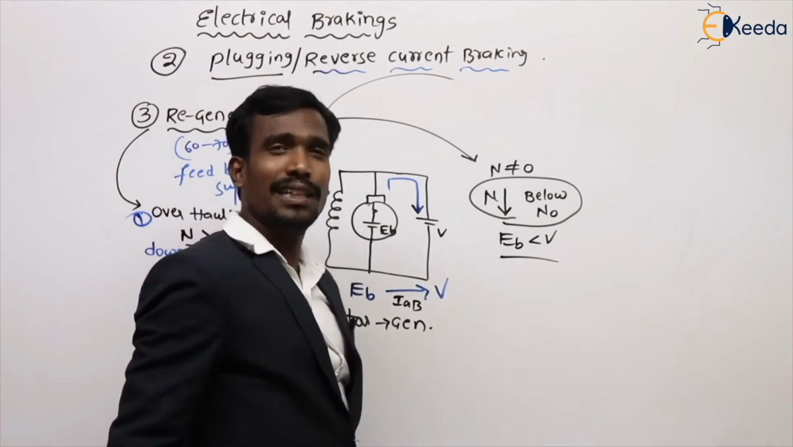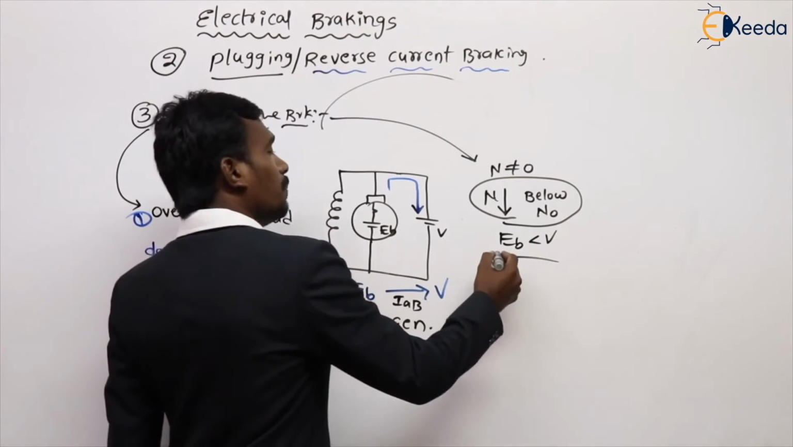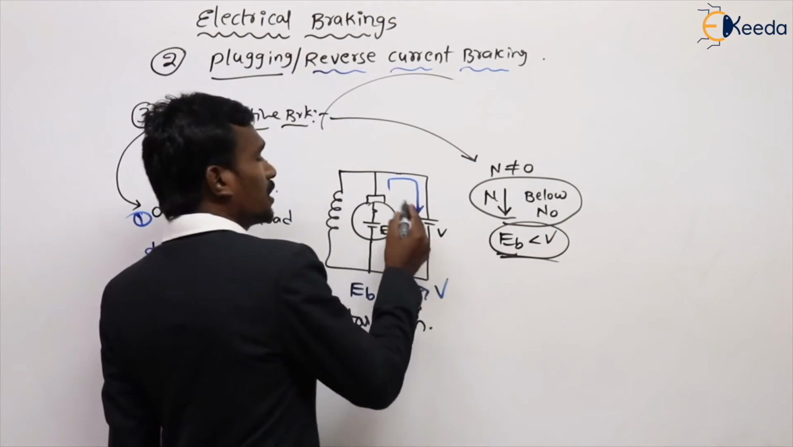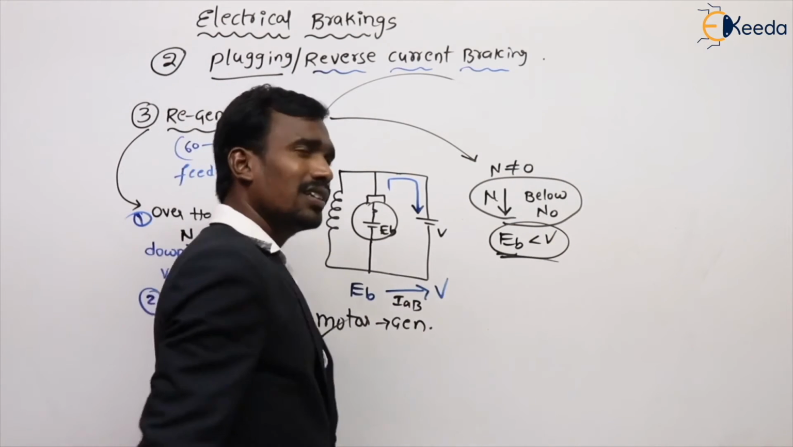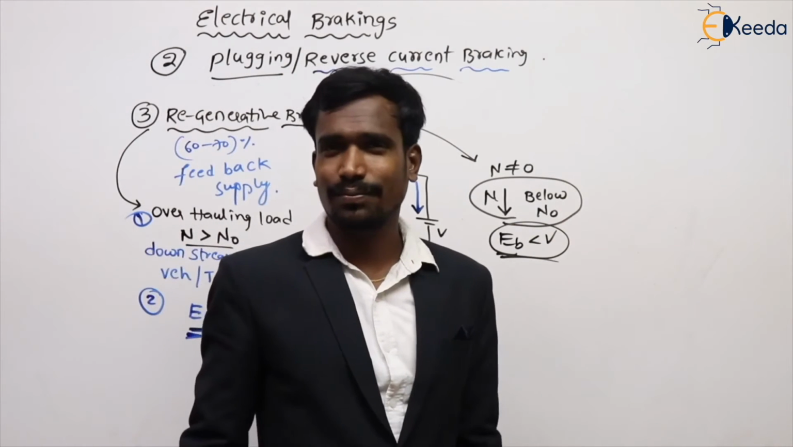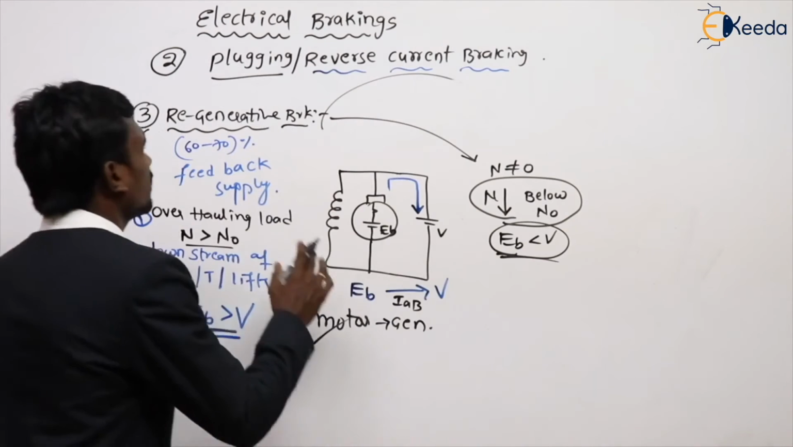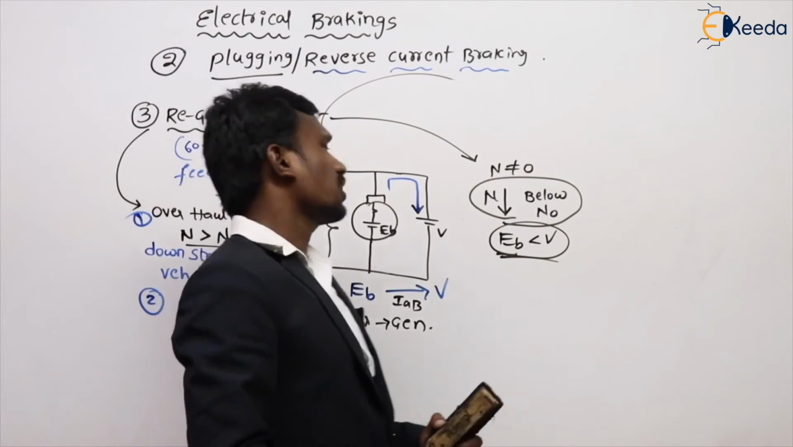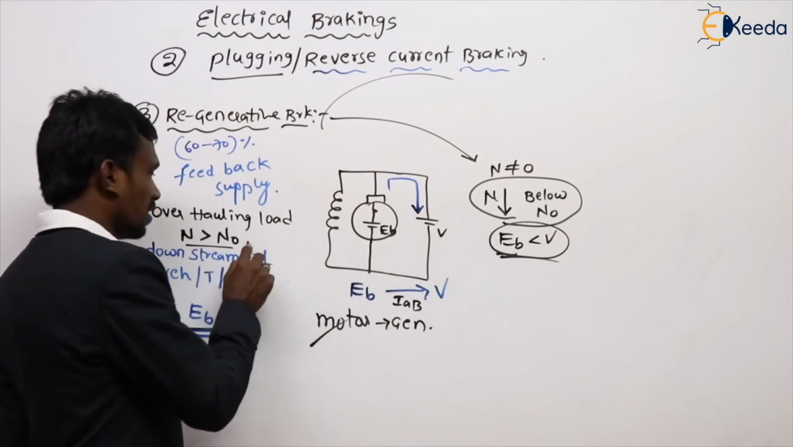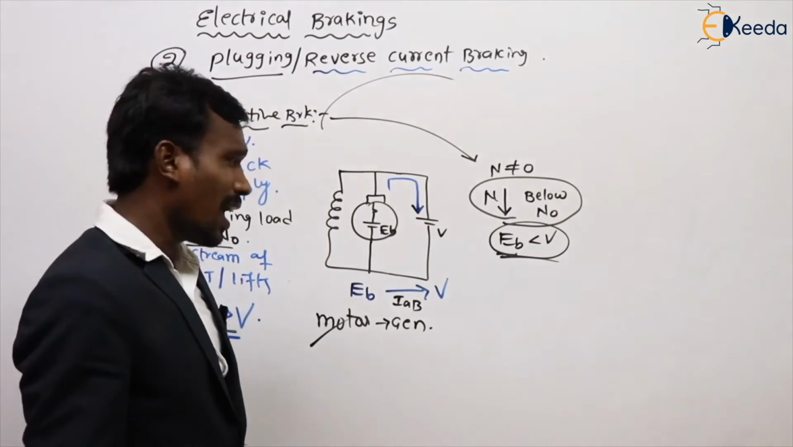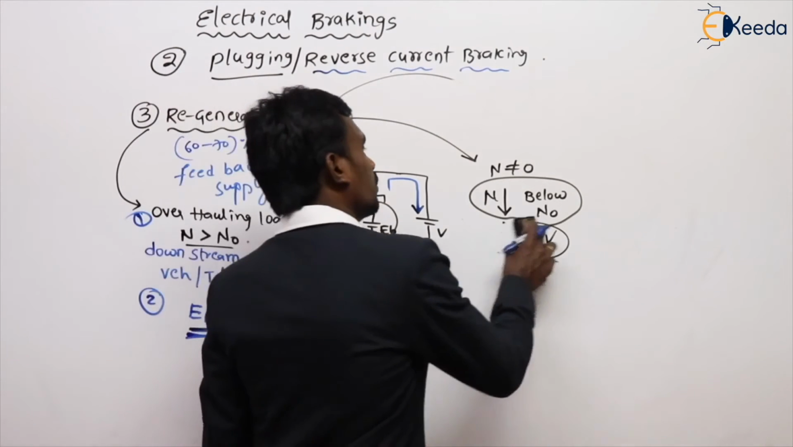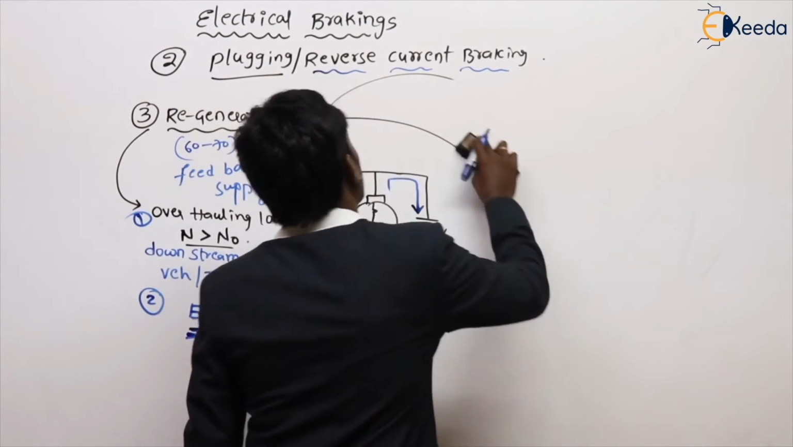When the speed is less than no load speed and EB is less than V, then the machine acts as a motor again, and the generation is completed. This is what regenerative braking is for a shunt motor, and these conditions are important. And next one, what about the series motor, sir?